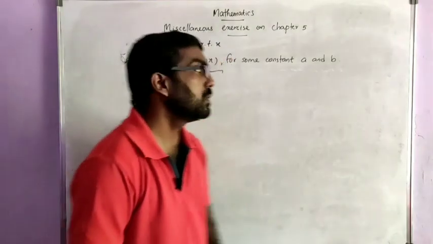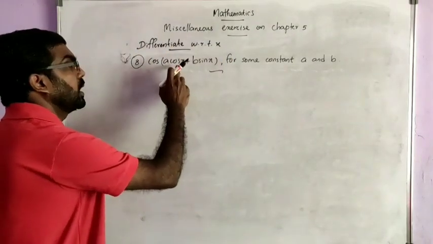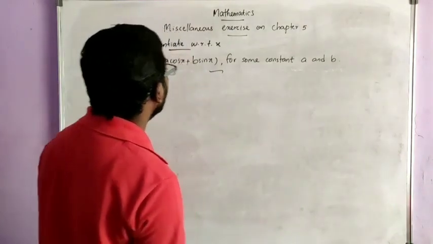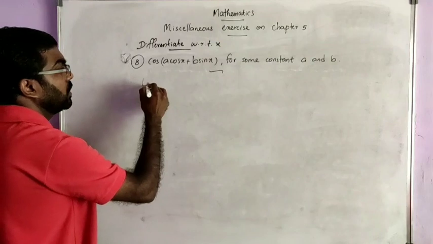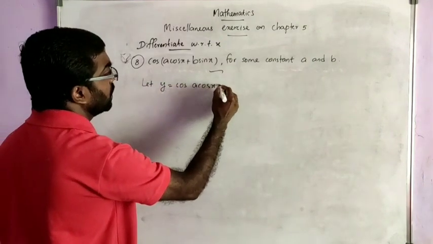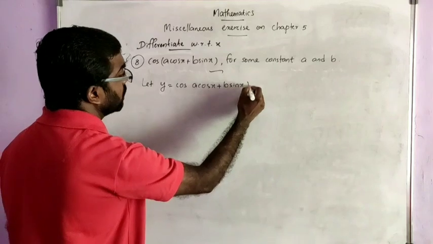Now the next question is cos of a cos x plus b sin x, for some constants a and b. It's a simple question. So let y be equal to cos of a cos x plus b sin x.